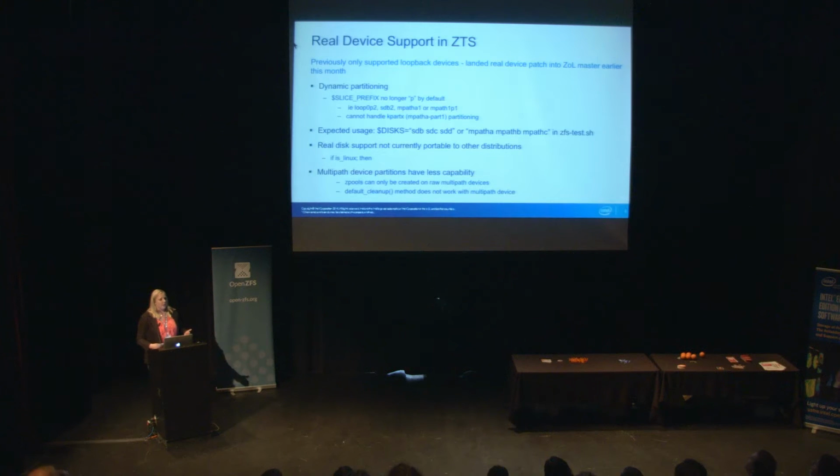Partitioning was previously done by setting a slice prefix variable to P by default. But in order for it to handle anything else besides loopback devices, functionality needed to be added to determine the device directory and the naming of the device within Linux. And this is all defined within the disks variable that you set within the run script.